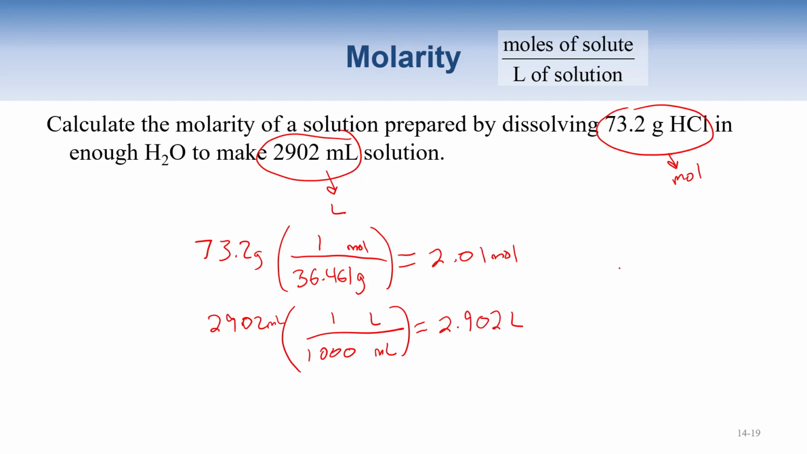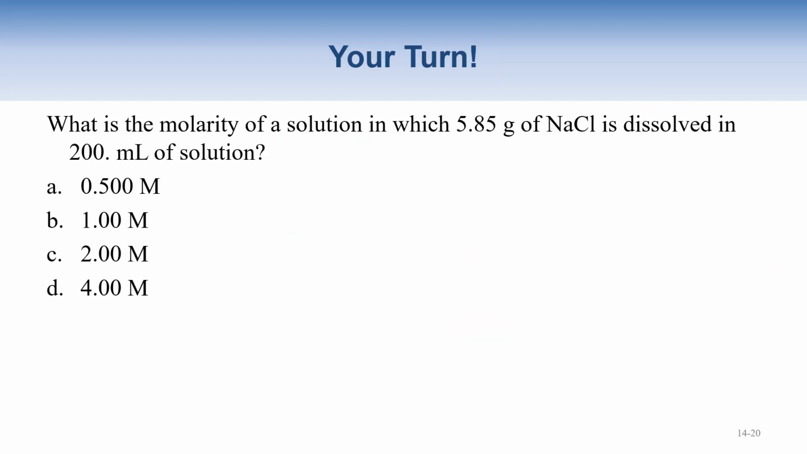So we're going to put this into the moles over liters calculation. 2.01 divided by 2.902, and we get 0.693. Okay, you can pause the video and work through this one.